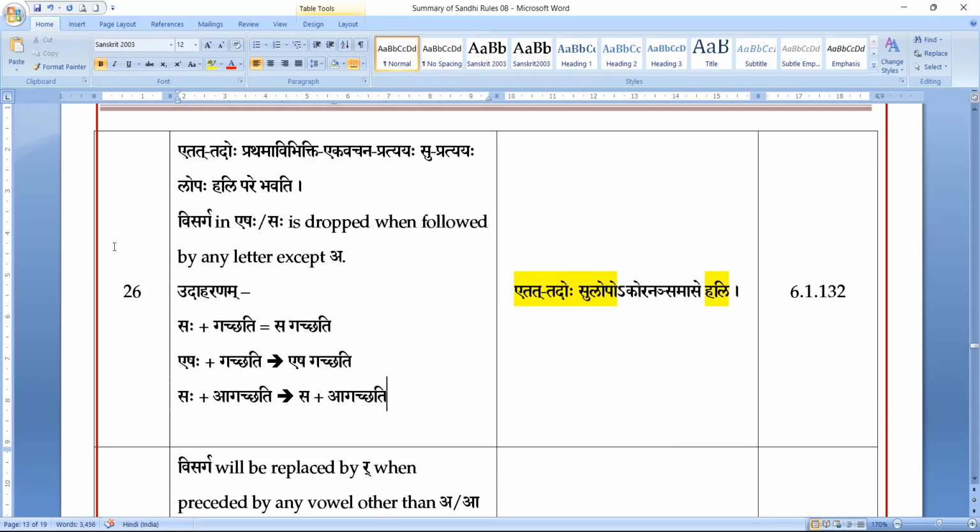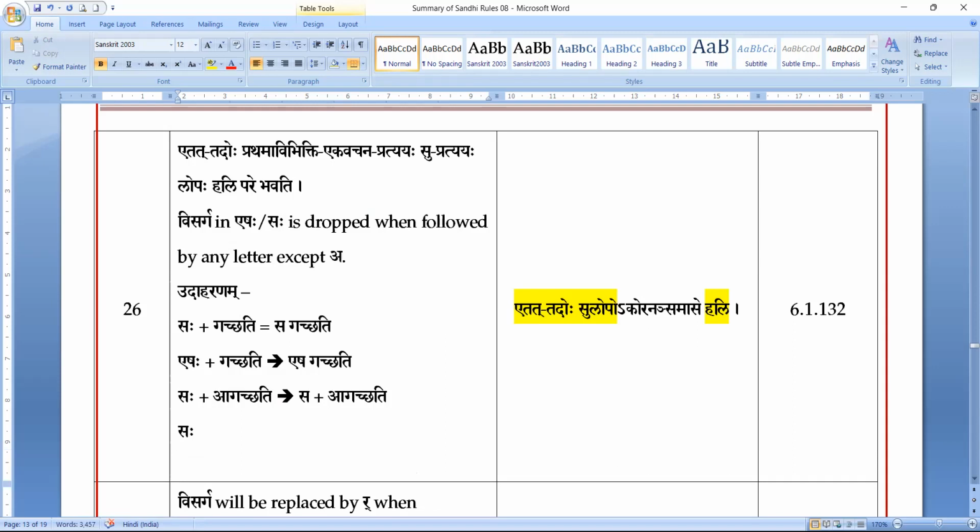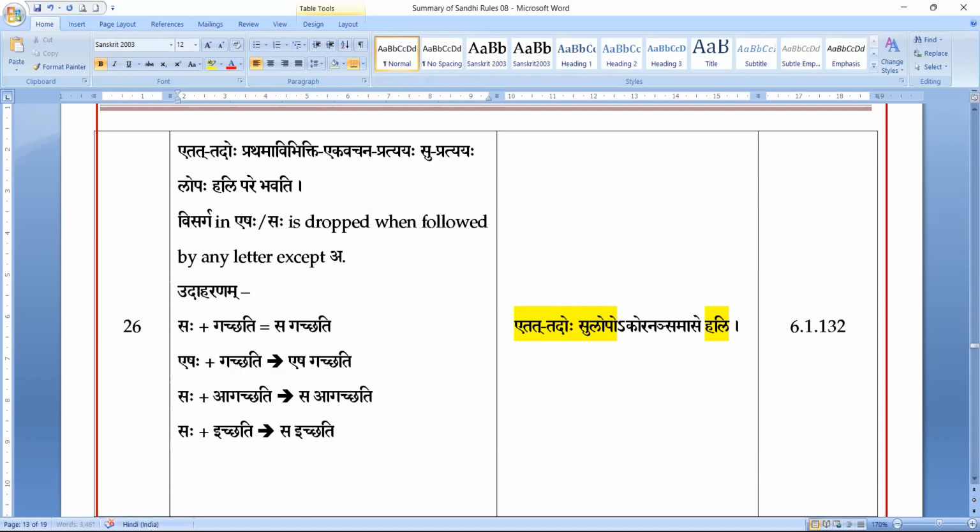Similarly, Sa agacchati, anything you can say. Saha plus, suppose another vowel, ichati. What will be the form? Sa ichati. Same thing, here also Yakara comes and goes away: Sa ichati. Now, saha gacchati I have already written. Okay, saha dhavati, another one. Here it is the same hali, because of that, sa dhavati. Think and answer, okay?